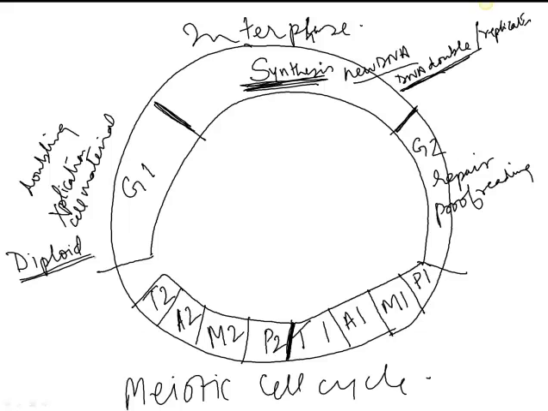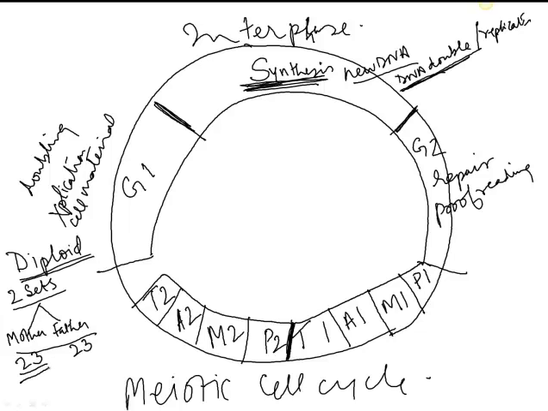Meaning, it has two complete sets. One set from mother and the other set from father. Okay, so I get 23 chromosomes from mother, 23 chromosomes from father.